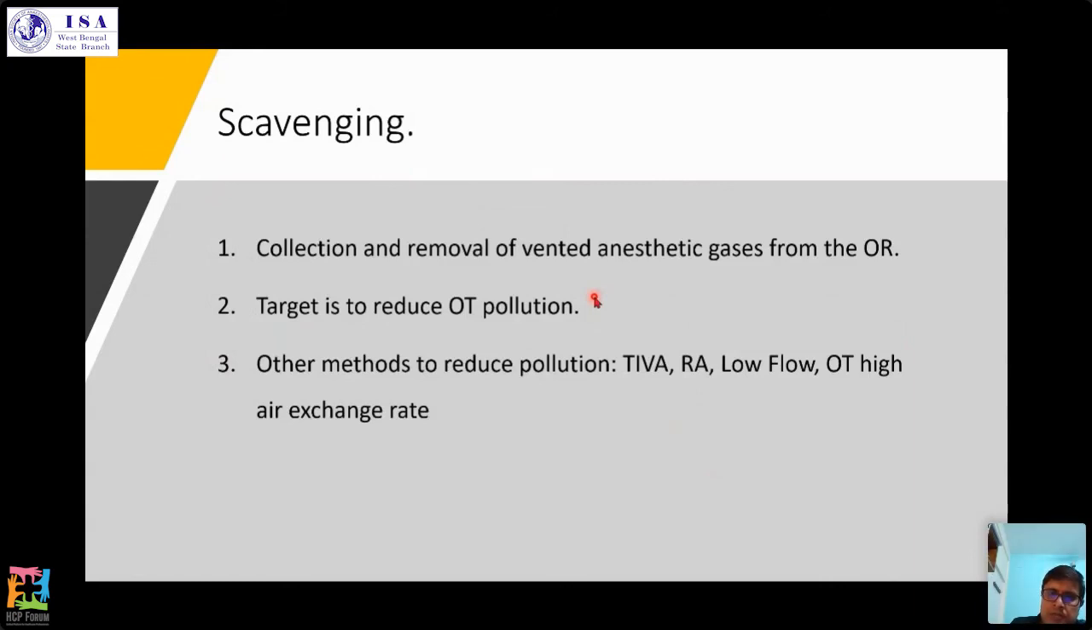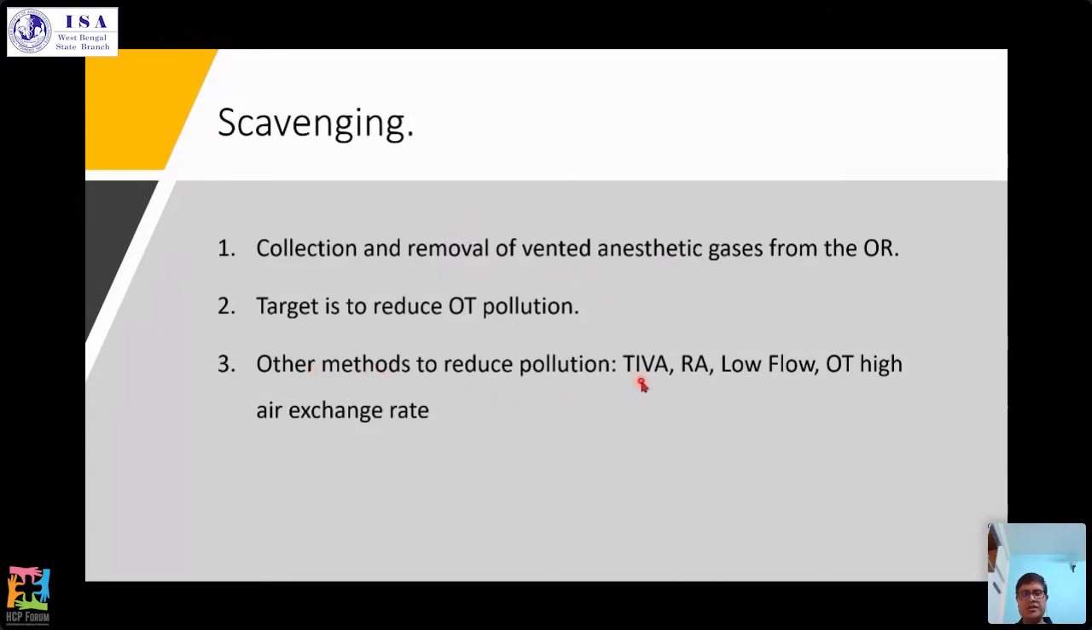It's a big topic. The potential damages that are caused are not very well established, but all the professional bodies which talk about workplace safety have set levels of volatile anesthetics and nitrous oxide that can be safely used in the OT, and the numbers are very low. And unless you get your hospital accredited, you can say bye-bye if you do not have a scavenging system. So it is the collection and removal of the tainted anesthetic gases from the operating room.